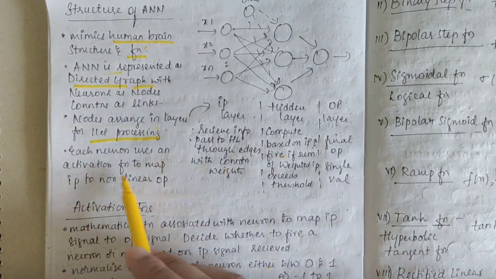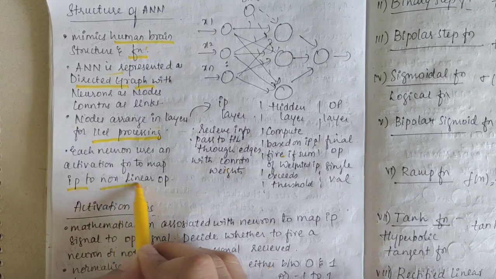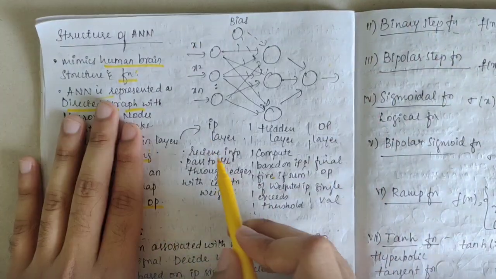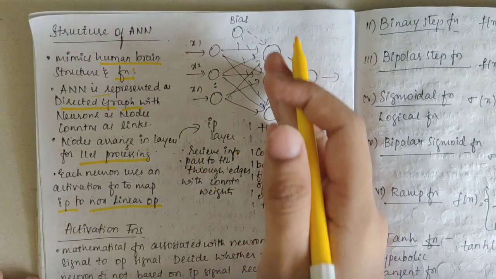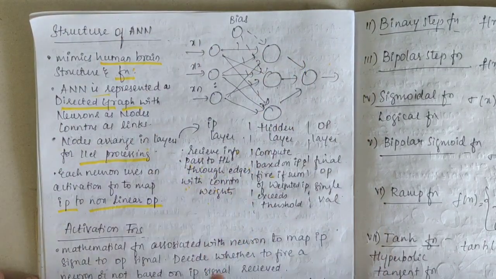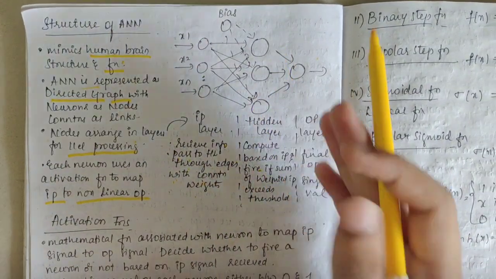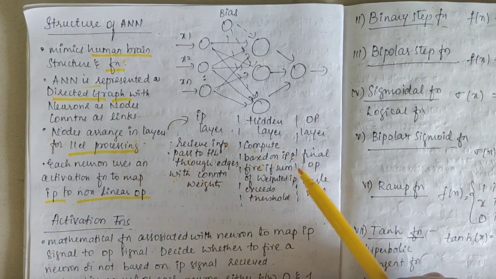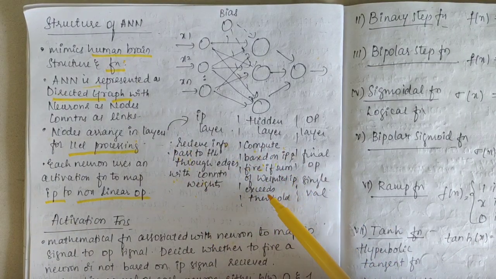Each neuron uses the activation function to map the input to non-linear output. So here we have the 3 layers. First one is the input layer, which receives the info and passes it to the hidden layer through edges with connected weights. Then we have the hidden layer here in the middle.